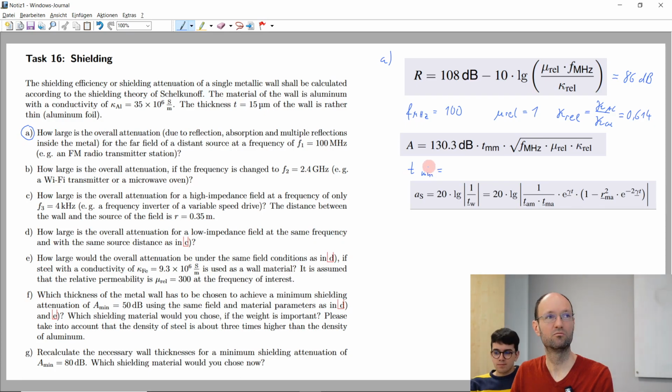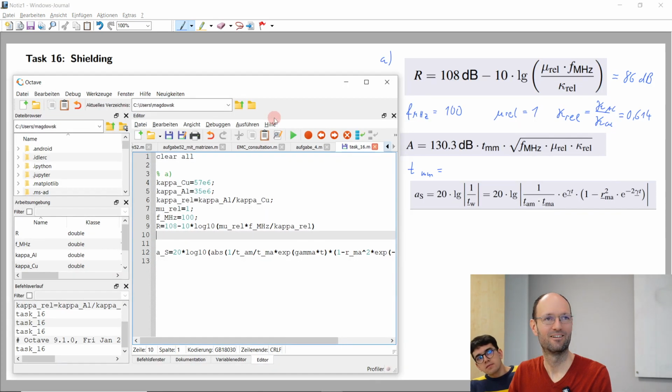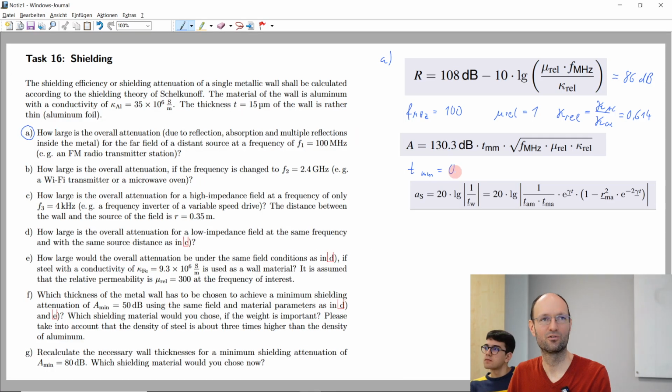Or what would be the value if the real thickness is 15 micrometer, if we convert this into millimeter? So we have to multiply by 10 to the power. Of which power do we have to multiply? Micro is 10 to the power minus 6, milli is 10 to the power minus 3. So it should be 0.015 millimeter.